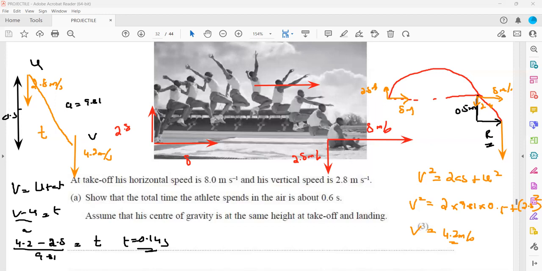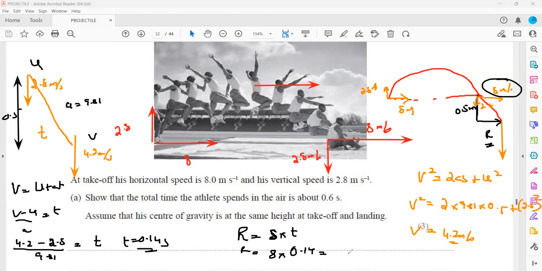Now we have the time and we have the horizontal speed, so we'll find the horizontal range here, like the extra distance. So range is speed multiplied by time. The speed is equal to 8, multiplied by time, that is 0.1. So we multiply. This will give us about 1.1 meter.